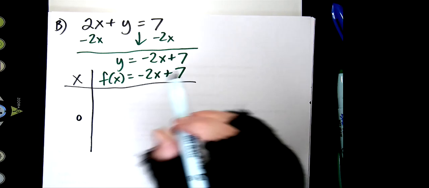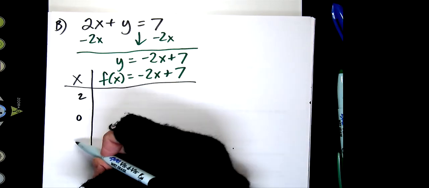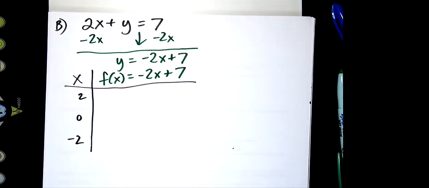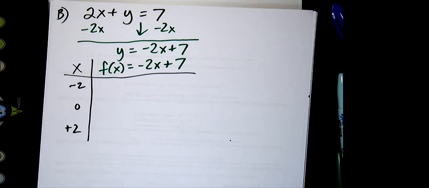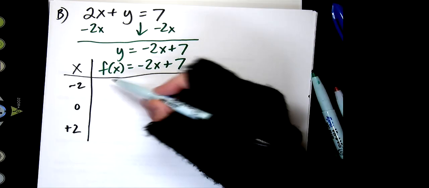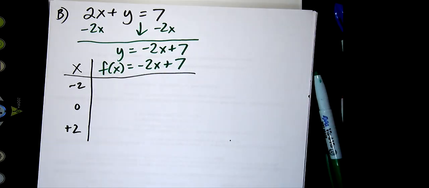Maybe if you only want to do a couple, put in 2, 0, and negative 2. You should always do at least 3. It only takes 2 points to draw a straight line, but the third one will make sure you didn't mess up, because they all have to stay on the same line. So I will plug this stuff in.